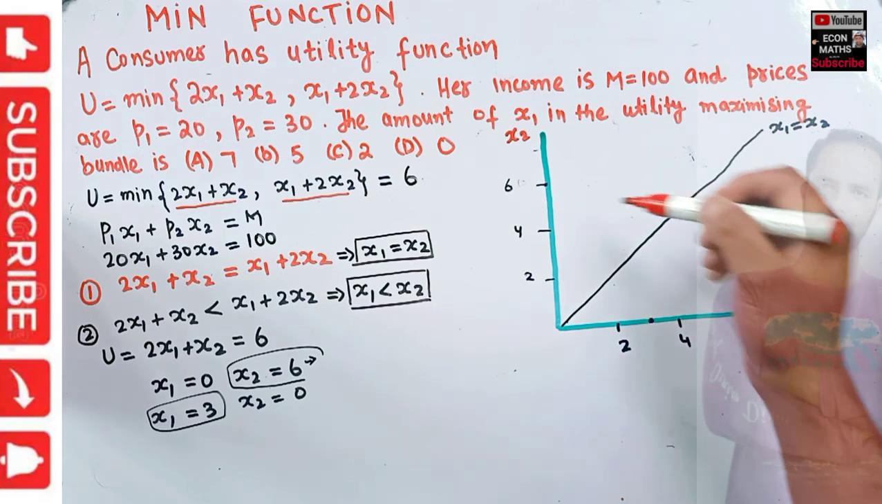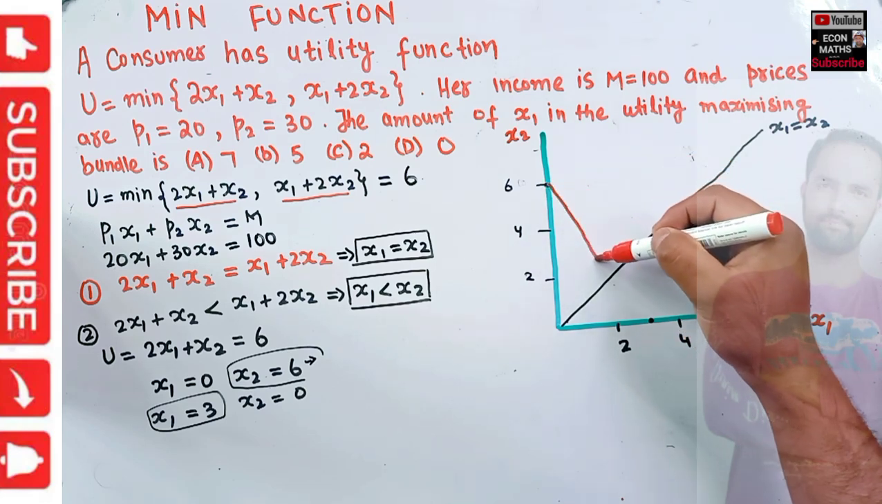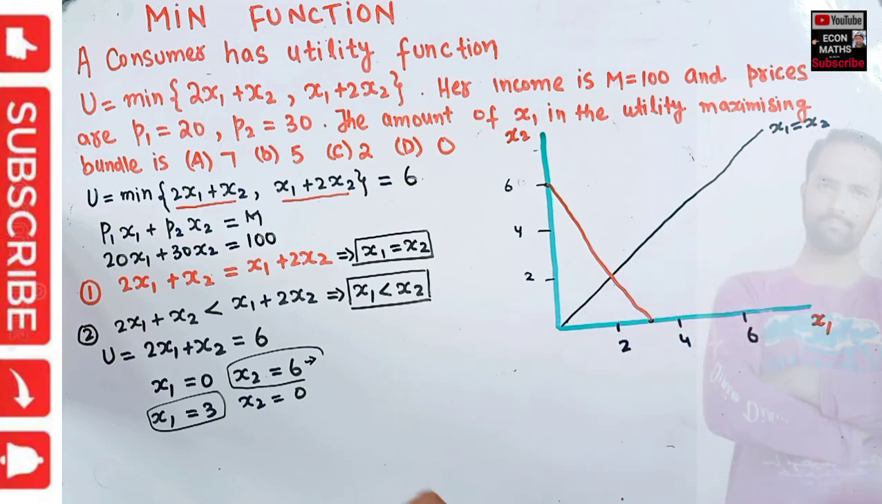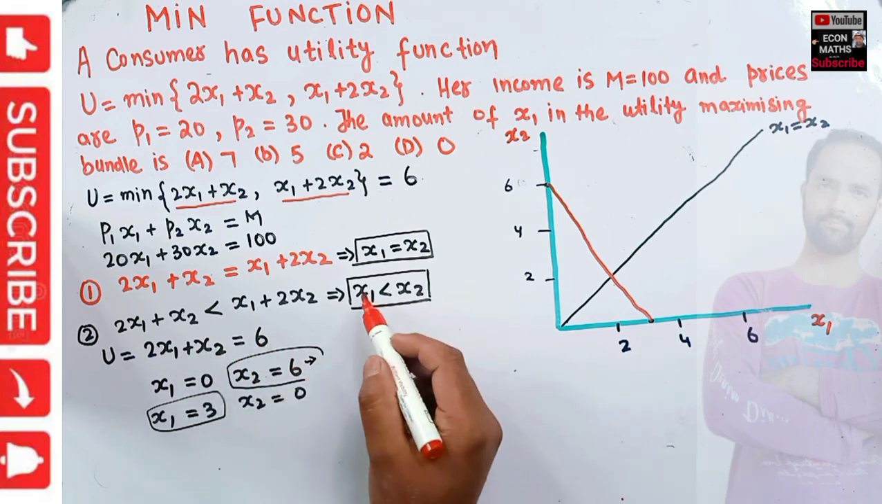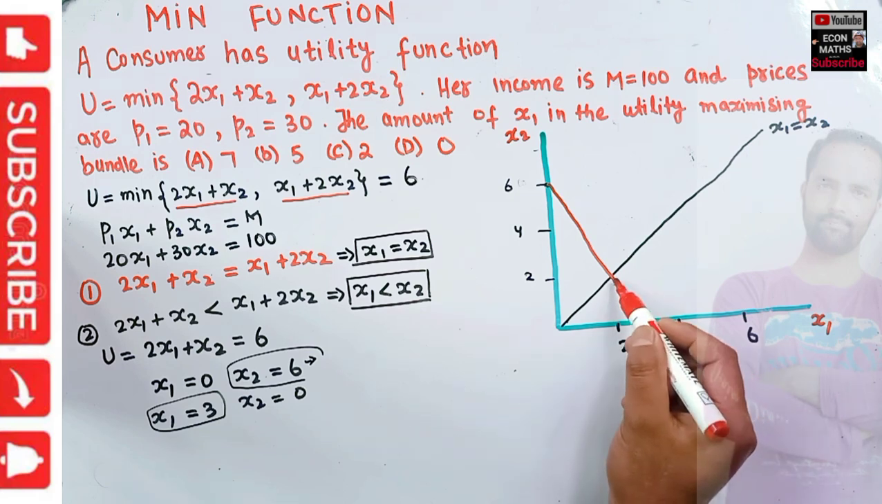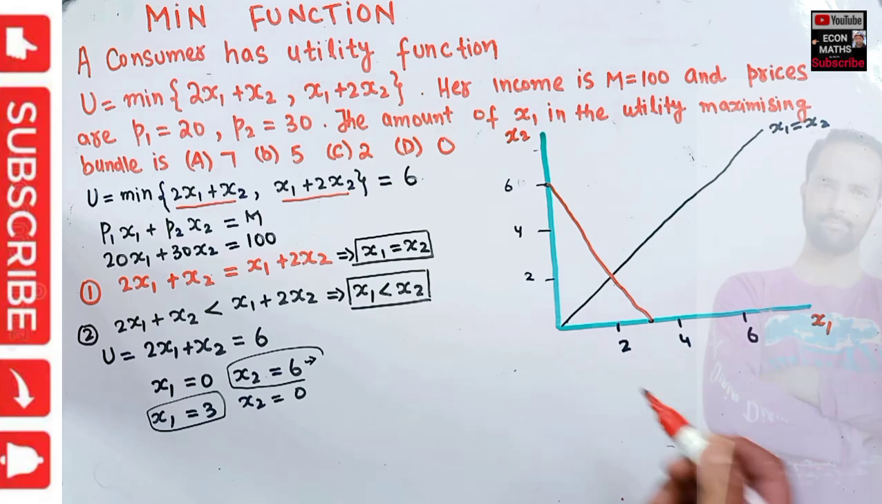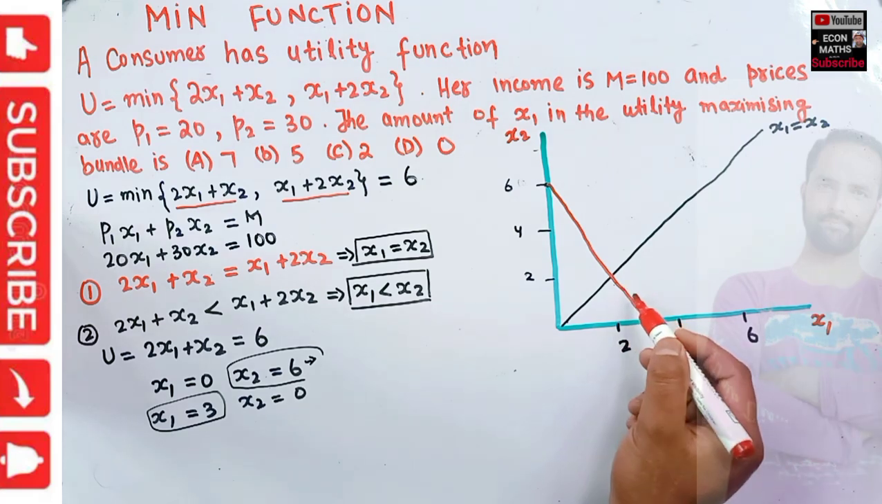So our indifference curve will look like this, this red one. So 2x1 plus x2 should be equal to 6, and x1 is less than x2. Okay, so if we take any point below this black curve, here x1 is greater than x2.